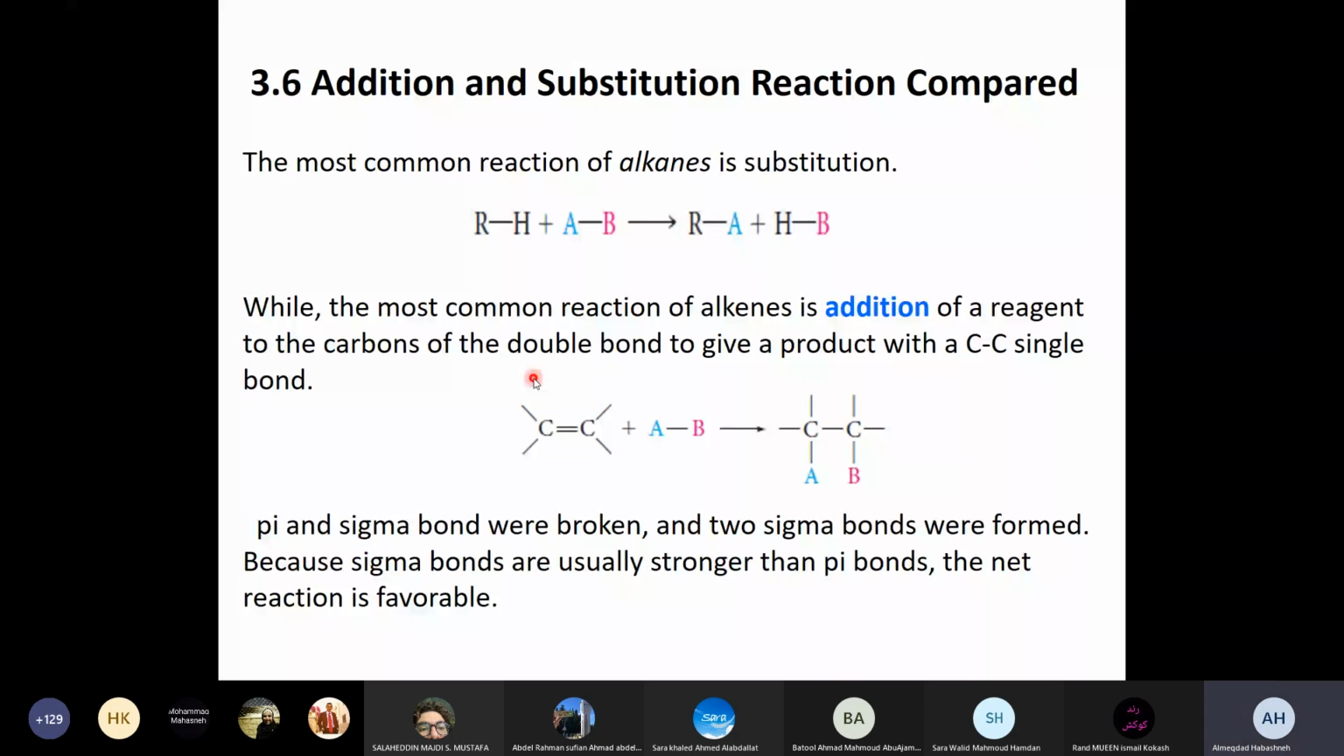The main reaction of alkenes and alkynes is the addition reaction. So if I have a double bond, the addition reaction is: if I have a reagent AB, A is added to one of the carbons at the double bond, B is added to the second carbon at the double bond.